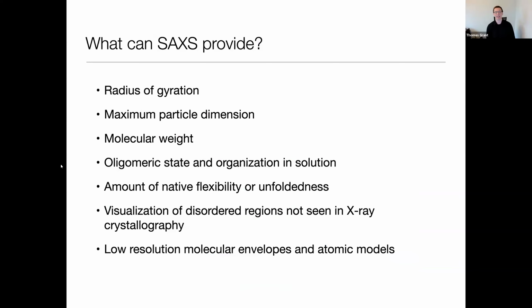All right, so what can we get from a SAXS experiment? We can get things like the radius of gyration, which is a descriptor of the overall size of the particle. Think of it like the radius of a sphere, but particles are not all spheres. And so this accounts for the shape of the particle as well.